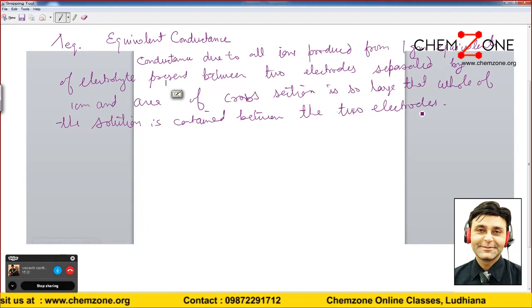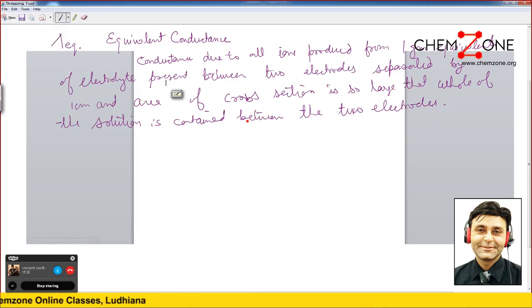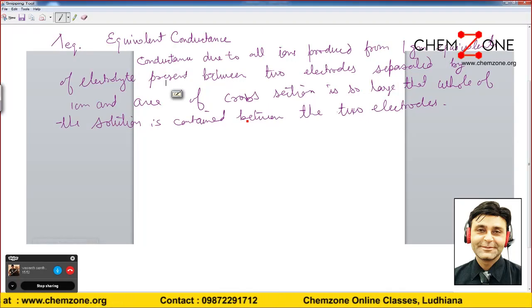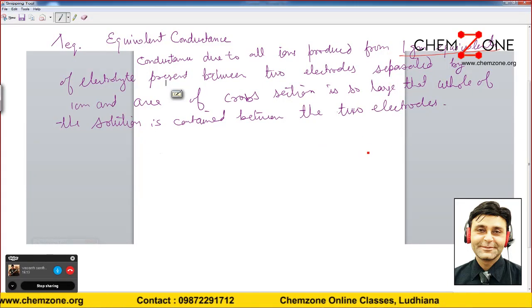Do you find any difference between the previous definition and this definition? It's 1 gram equivalent of electrolyte. In the old one, you used 1 mole. Now you're using 1 gram equivalent. What do you mean by equivalent? I will discuss what is the meaning of 1 gram equivalent.